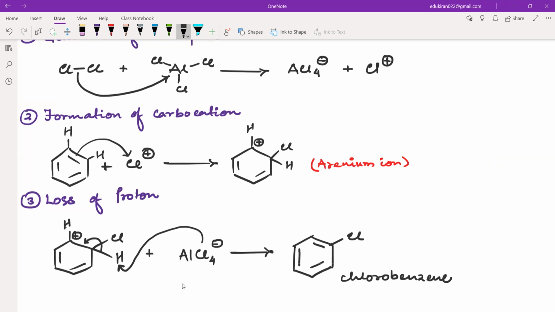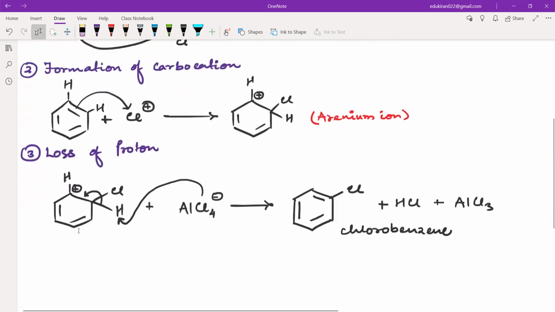Tell me, any doubt till here? And what are the products? So one of the chlorine attacked on hydrogen, so you will form HCl, plus AlCl3 will also be formed. Tell me, any problem till here? No, sir. Okay, very good. Next is Friedel-Crafts alkylation.